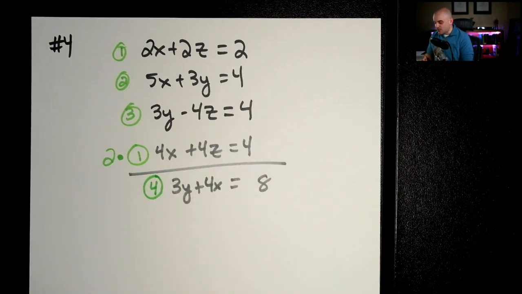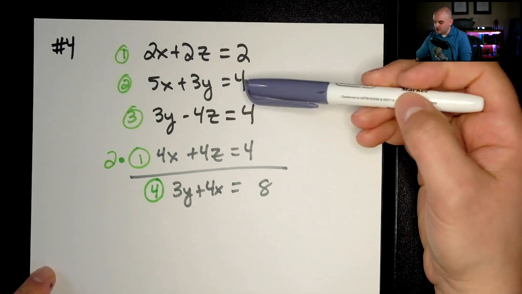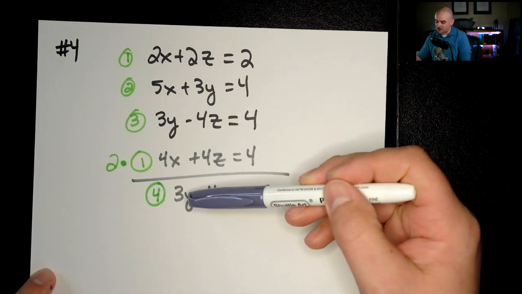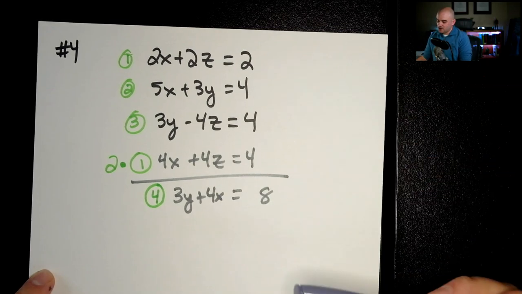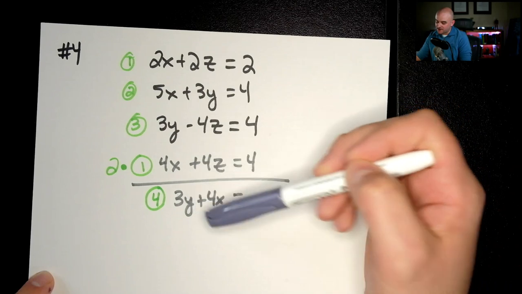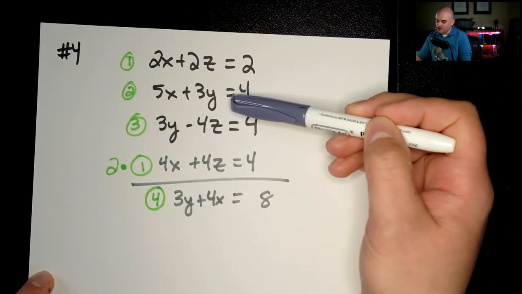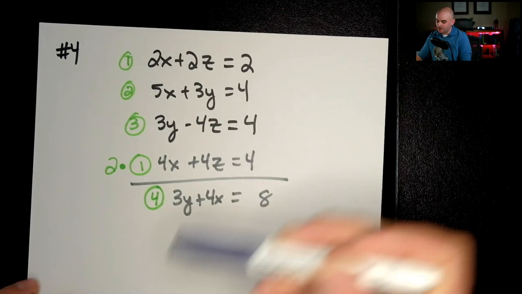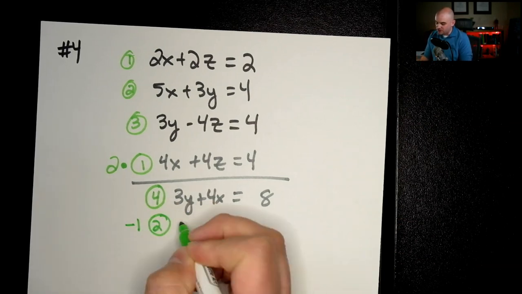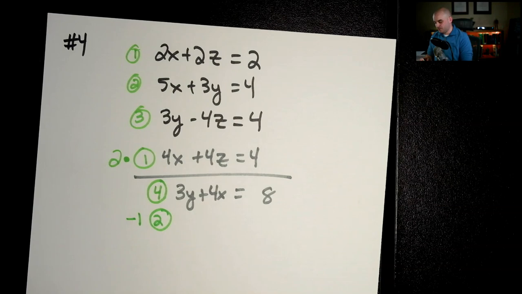And now I want to pair this up with equation 2. Why? Because equation 2 has just x and y in it, just like equation 4 does. And so looking at this, I can eliminate y very easily here just by multiplying equation 2 by -1. So that's what I'm going to do. I'm going to say -1 times equation 2 and write it down right here.